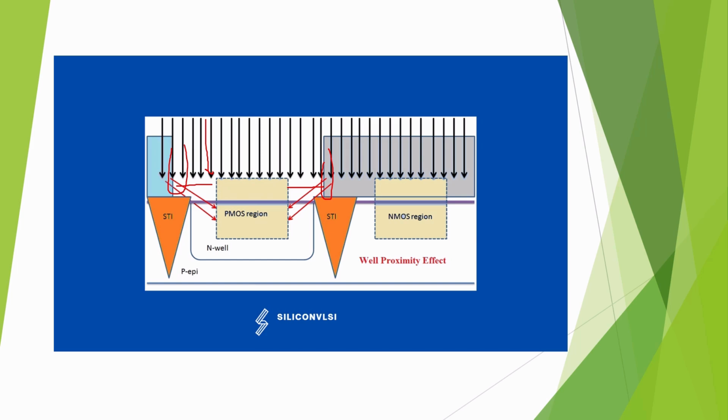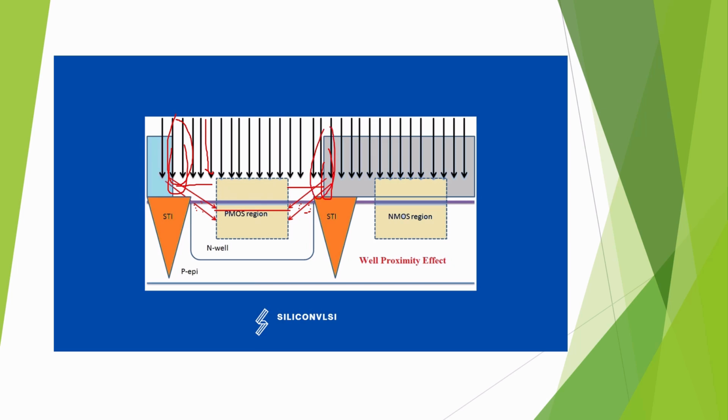Some of the ion implantation is hitting near the well edge. Whatever ions hit here will scatter somewhere in this region, and in this region as well. So the rate of ion implantation in this region is more compared to this. In this region, ion implantation is uniform. But in this region, ion implantation is more, or we can say it varies, because of scattering. It happens because of the well edge.